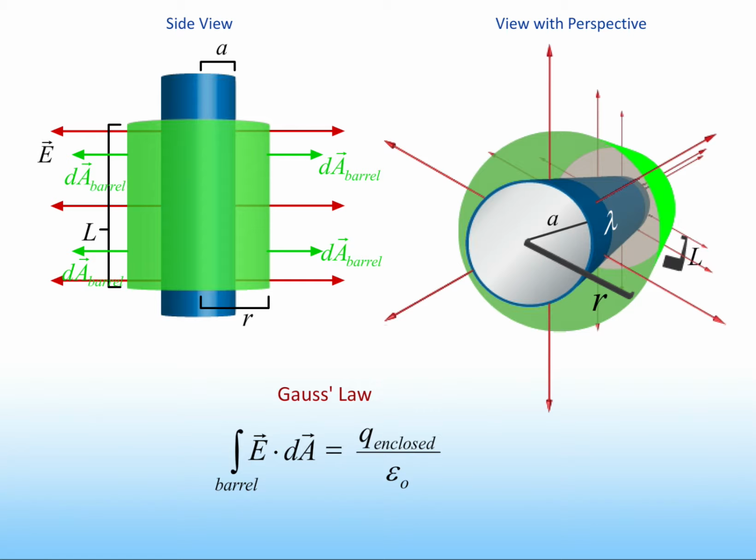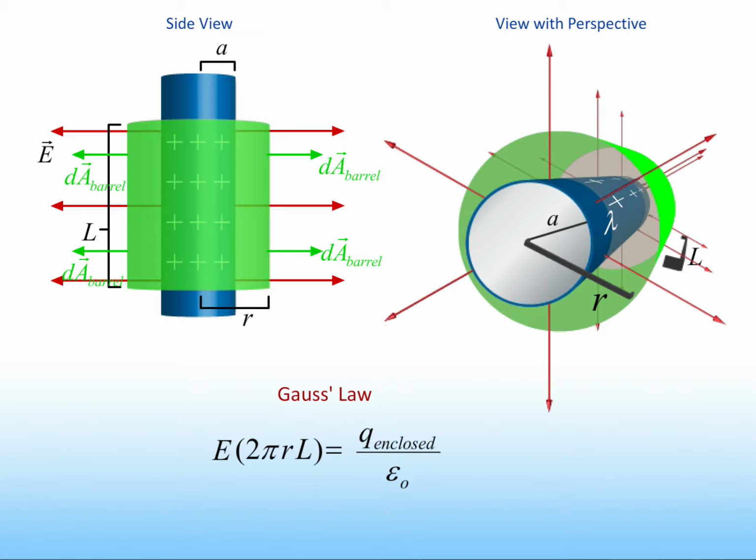We know the direction of the field must be perpendicular to this surface, and the magnitude of the field must be the same at all points on this surface. Consequently, the scalar product E dot dA just becomes the arithmetic product E times dA, and we can once again take E outside the integral. The left-hand side of Gauss's law then becomes just the product of E and the surface area of the barrel. The right-hand side of Gauss's law is, as always, the charge enclosed by this cylinder divided by epsilon naught.